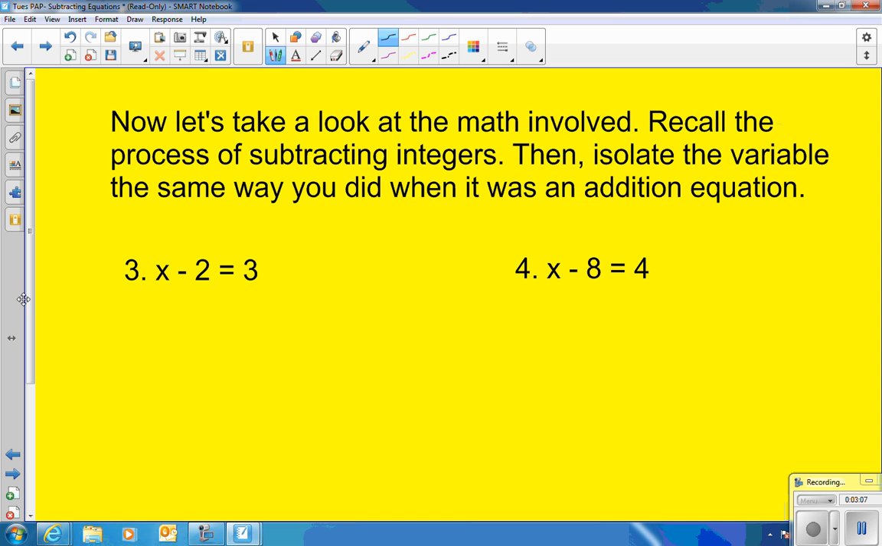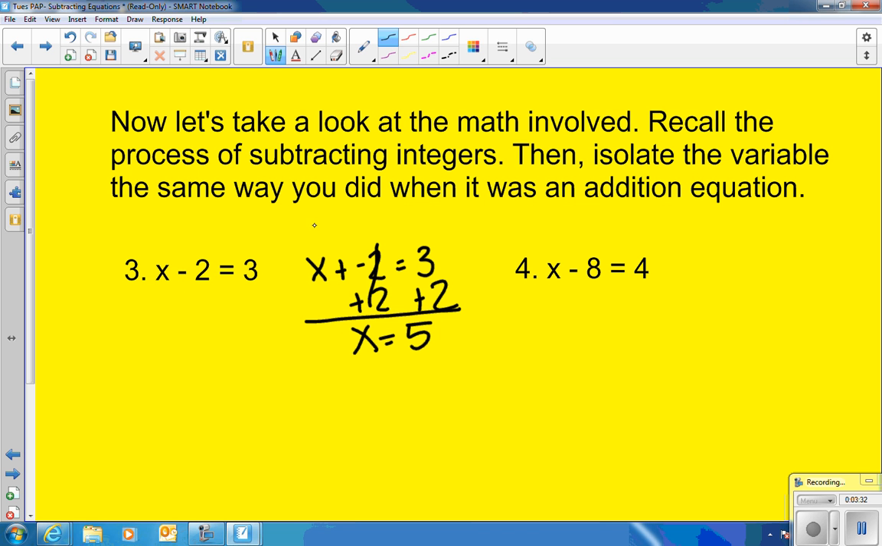So now we're going to take a look at the math that's actually involved. If you think of this as x plus a negative 2 equals 3, it's the same thing. How do you make 0 with a negative 2? Well, a positive 2 cancels out a negative 2, makes 0. So you have to do that to the other side, which means that x is equal to 5.